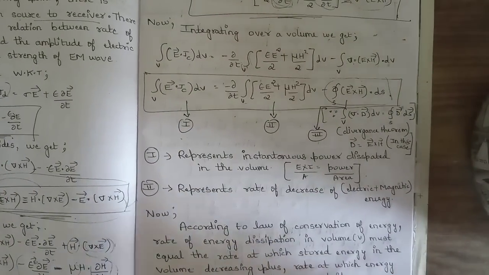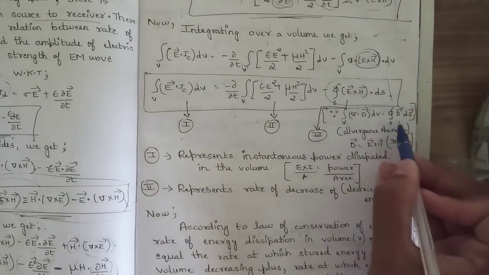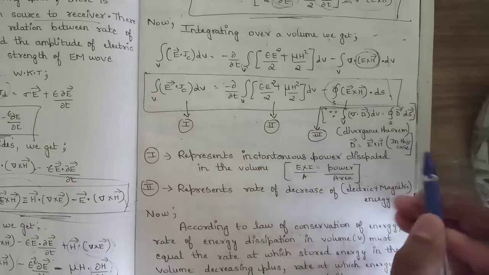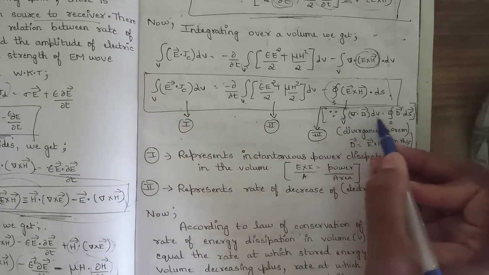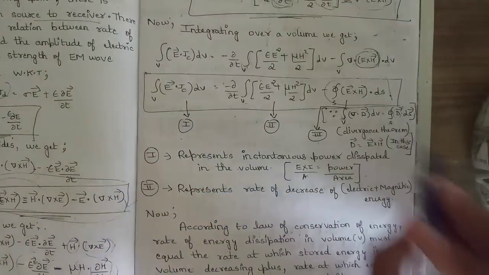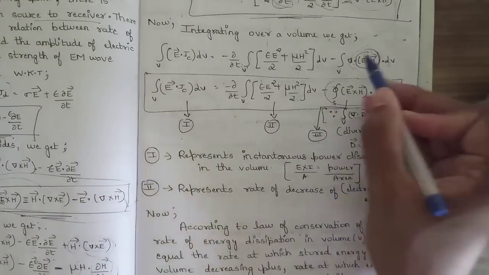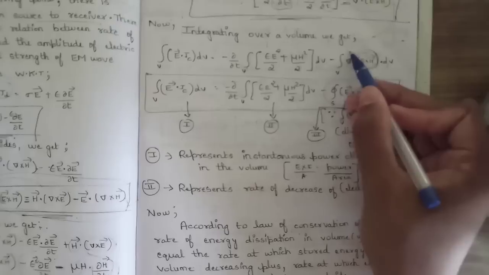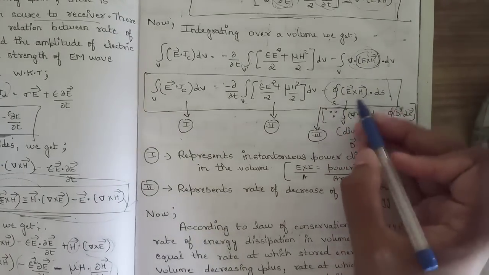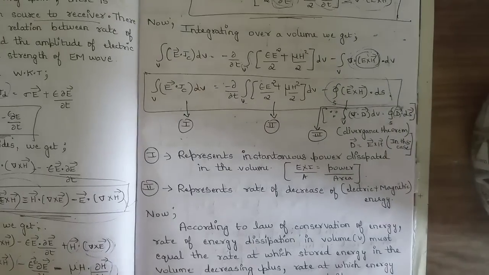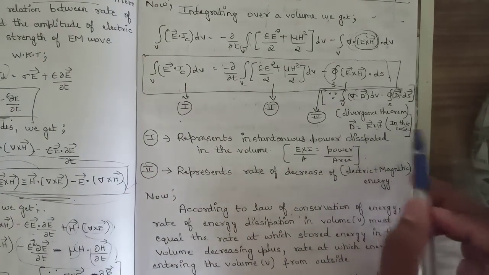How it's replaced is, in place of E cross H, I am just replacing it by D, since we have the divergence theorem: the volume integral of del dot D dV is equal to the surface integral of D dot ds. When we replace D as E cross H, we get the same relation, that is the volume integral of del dot E cross H dV is equal to the surface integral of E cross H ds. So that's why I have replaced this term. In this case D is equal to E cross H.